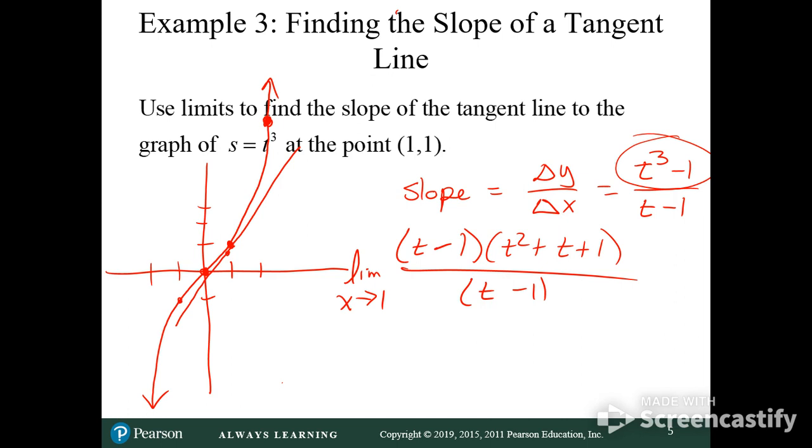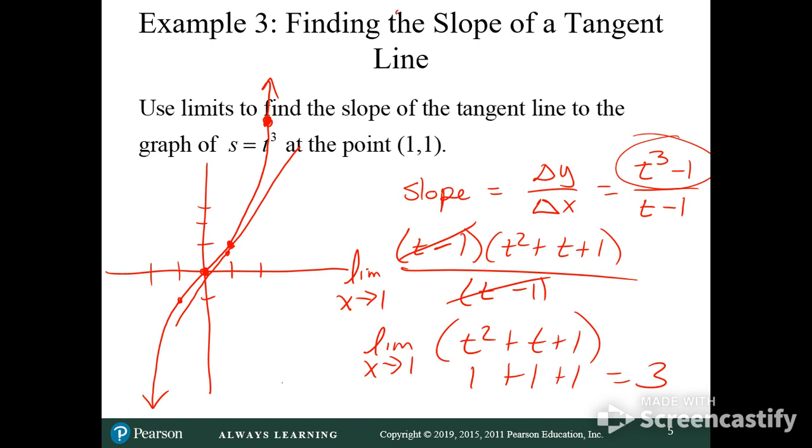It doesn't work. But what we can do is once we factor this out, we can cancel these out. Then if we want to find the limit as t approaches 1 of t squared plus t plus 1, we put a 1 in here, we get 1 plus 1 plus 1, which is 3. So at 1, 1, the slope of the tangent line is 3. The slope of the tangent line is 3.